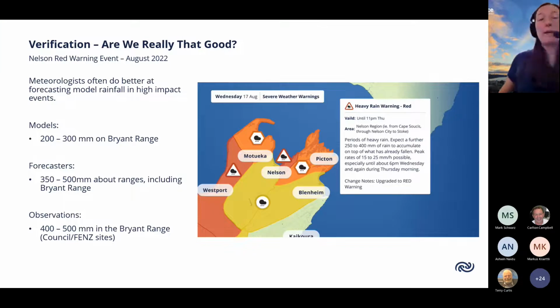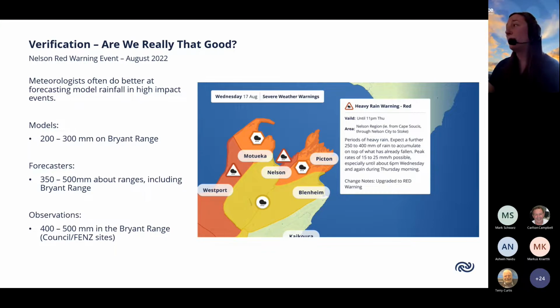So when thinking about verifications, are we really that good? In general, yeah, it depends on the situation. In general, we tend to do better during high impactful events.